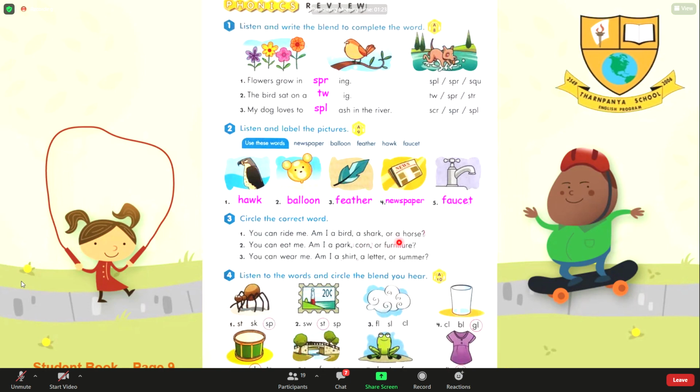Are you sure? Okay, horse. So let's make a circle around the right word. We are running out of time here, but when the meeting stops, you can join again, and then we will continue with the class.